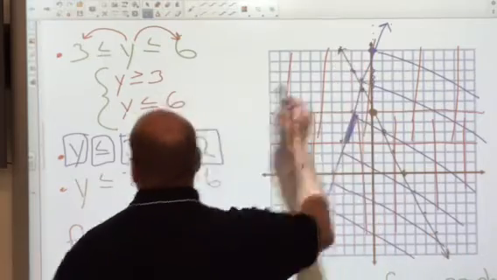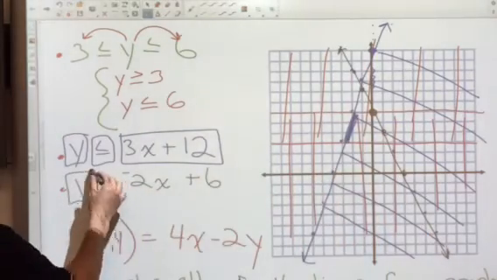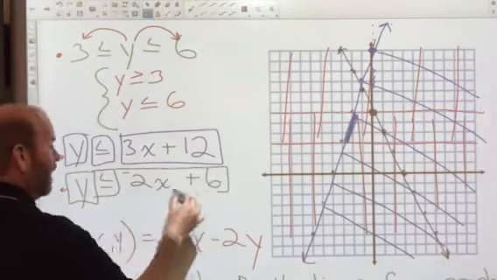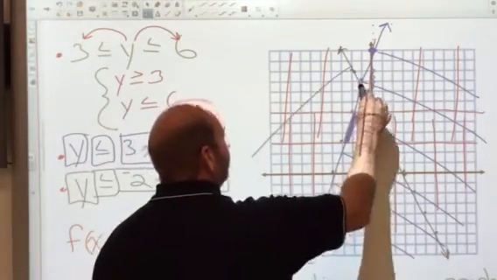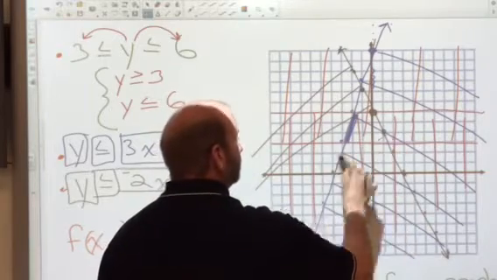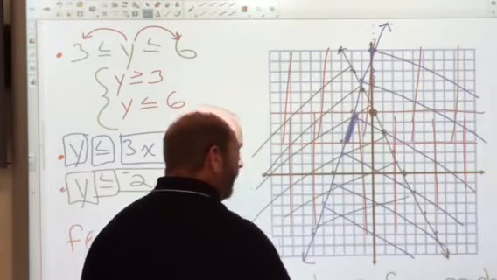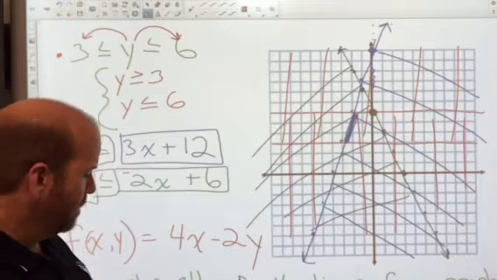And it is asking where the y-axis is less than the line. Where is the y-axis less than the line? Over here. Okay, so 4 things make a feasible region.